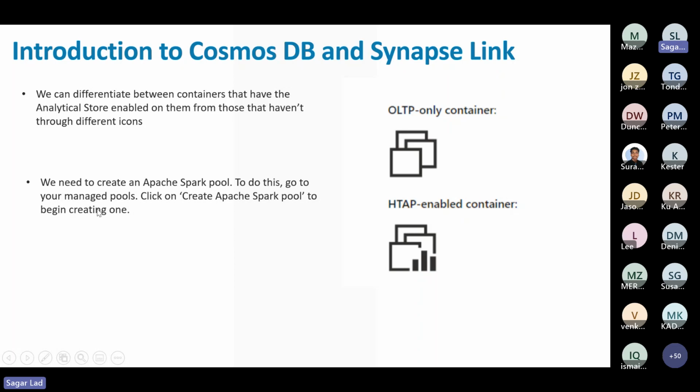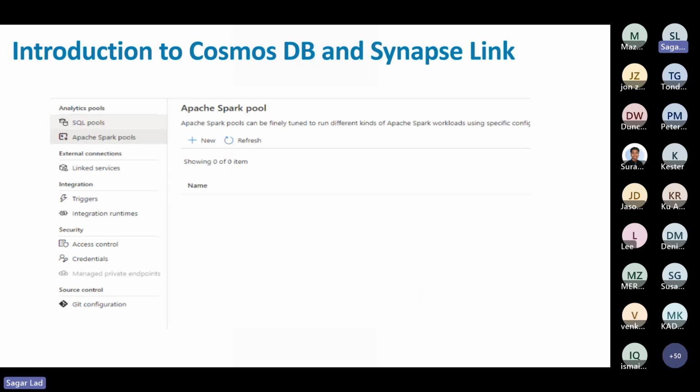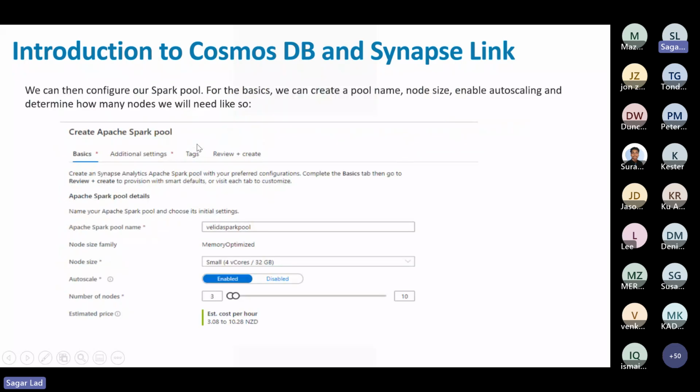So now, once we identify the analytical store enabled container, we have to create an Apache Spark pool. In order to do that, you have to go to Synapse and click on Create Apache Spark pool. Once you do, this screen will pop up, and here you can create a Spark pool or a SQL pool. But here we want to create a Spark pool, so we select Spark pool and then click on the New button.